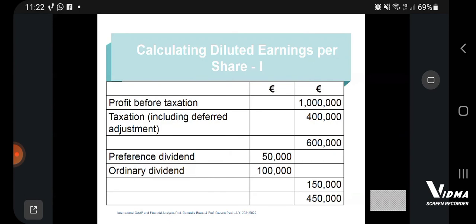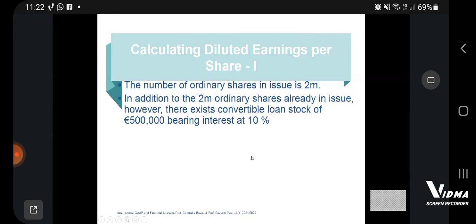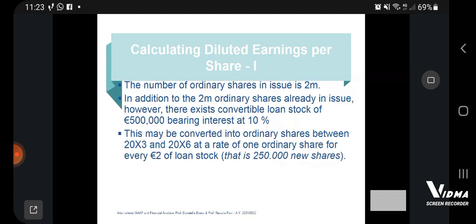So, other data is that we have 2 million ordinary shares outstanding, and in addition to these 2 million ordinary shares, there exists some convertible loan stock of 500,000 euro, which bears interest at 10%. Convertible loan stock means that whenever the time may be deemed right by the loan stockholder, they can convert this loan stock into common stock, common shares, okay? With a ratio that is explained there.